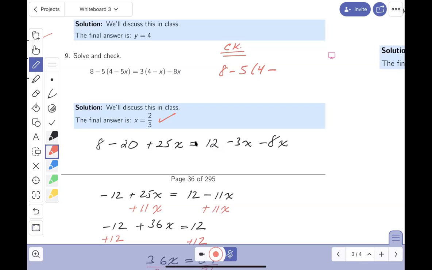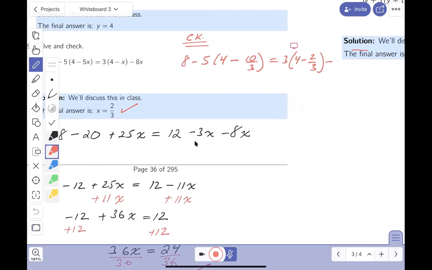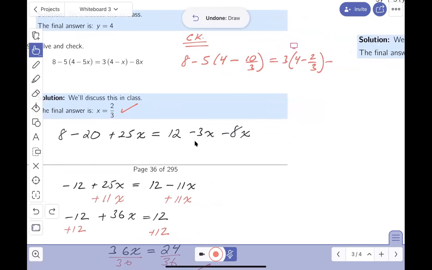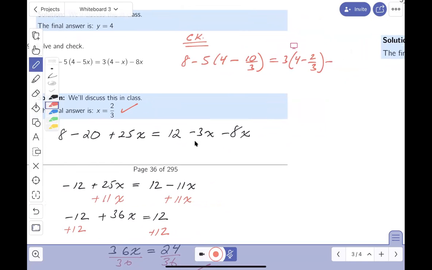Let's see. If x is 2/3, what's 5 times 2/3? 10/3. That's work. I understand that. And now we got 4 minus 2/3 minus, well, let me just push this guy over here. Whoops, sorry about that. Let me go back. And what's 8 times 2/3? 16/3.